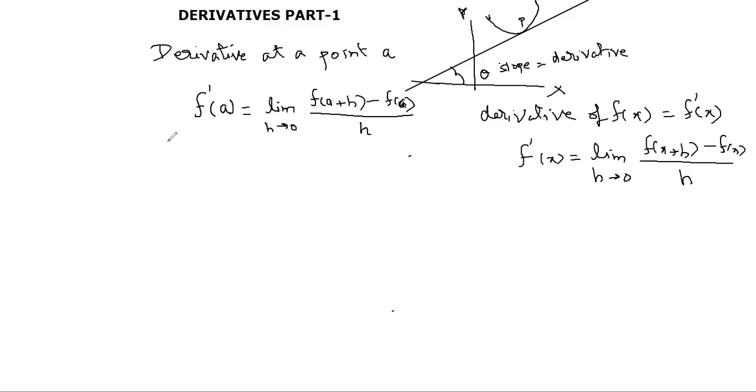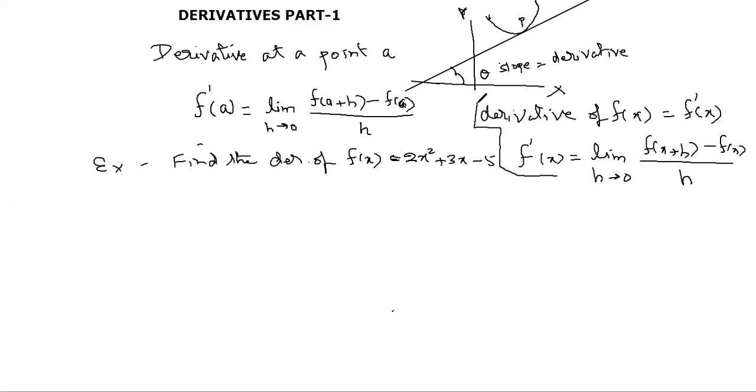Let us take one example. Find the derivative of f(x), where the function f(x) is equal to 2x square plus 3x minus 5, at x is equal to minus 1.